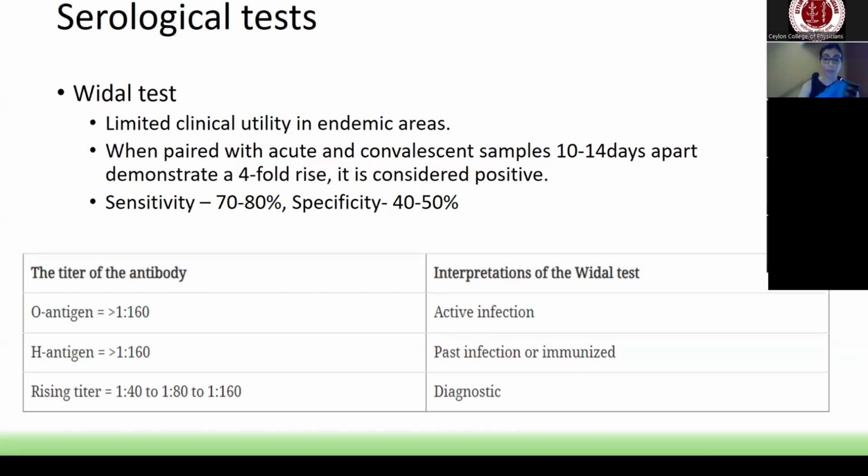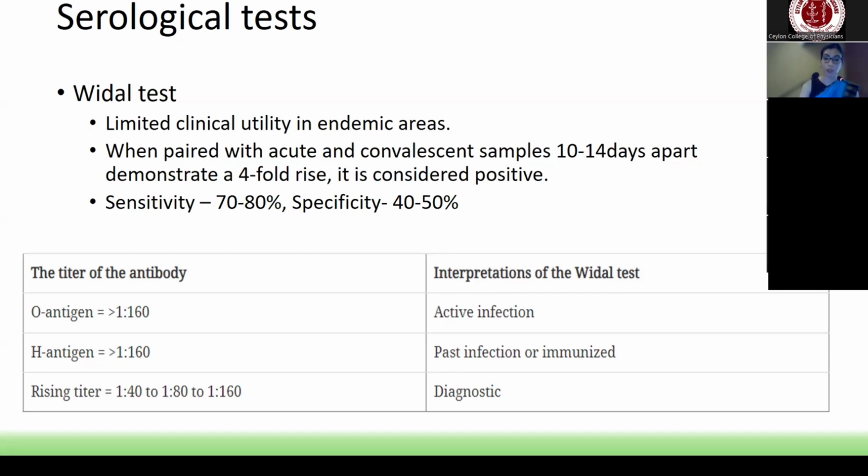To get some idea about the interpretation, the O antigen, if it's positive more than 1 in 160, it may denote an active infection. The H antigen, if it's more than 1 in 160, it may denote a past or immunized infection. The H antigen is less specific, and the H antigen rises late and vanishes late as well. A rising titer of fourfold is taken as a diagnostic test.